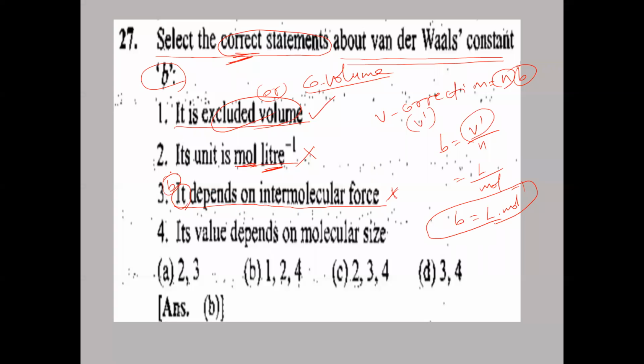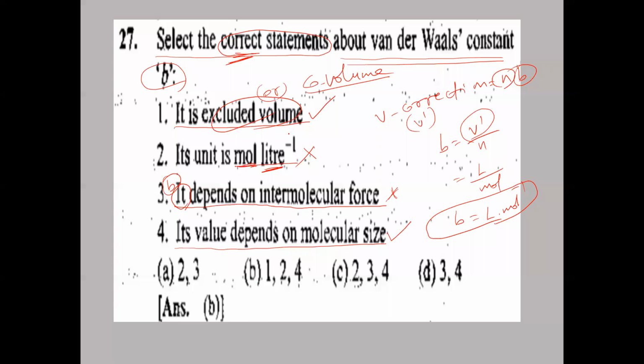B is the size of the gas molecule. It represents the size or volume of the gas molecule, but not the attractive force. Is that clear? Next, its value depends on molecular size. Molecular size, correct.